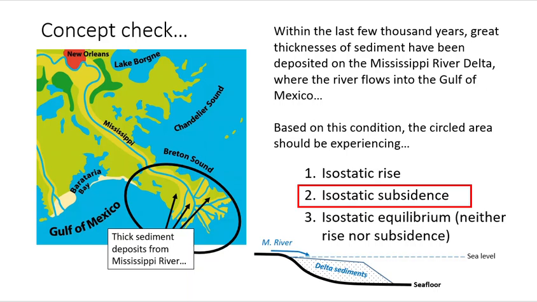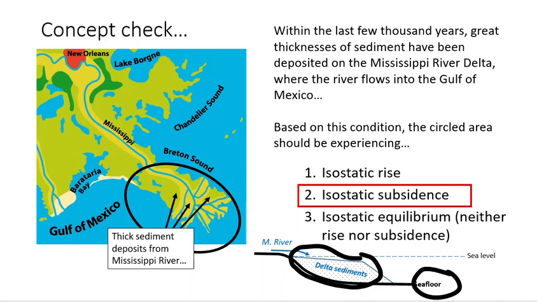Okay, what did you get? Well, hopefully you picked number 2. In this case, we get isostatic subsidence. And there, on the bottom of the slide, I've shown the situation in cross-section as opposed to map view. You can see there that the Mississippi River is depositing a lot of really heavy sediment on top of the sea floor, creating the Mississippi River Delta. That's what a delta is. It's just a plug of sediment, if you will, building up on top of the seafloor or on top of a lake bottom where a river flows into a stagnant body of water.